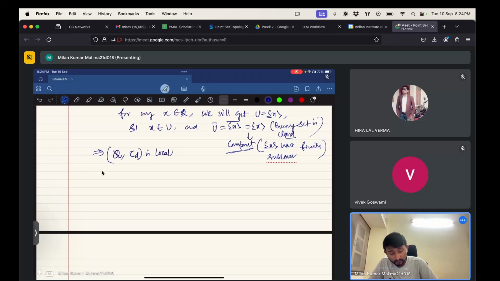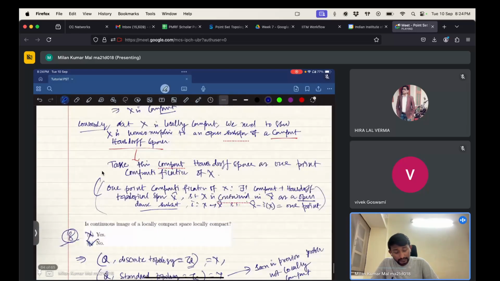Yes, it is locally compact. But f of the rational numbers with the discrete topology is equal to the rational numbers with the standard topology, which is not locally compact. So that's why this is not true, that a continuous image of a locally compact space is locally compact. The answer is no.